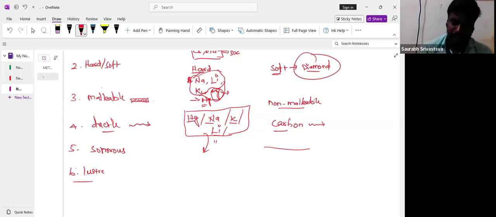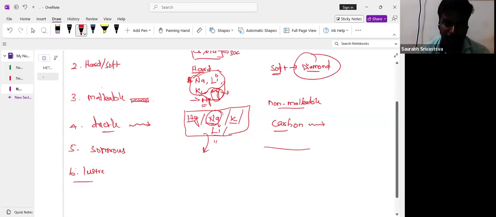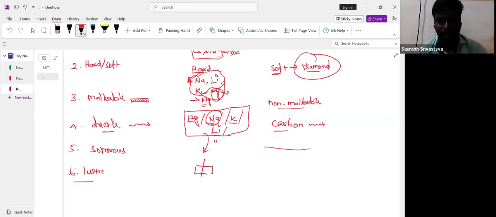And next, luster nature. All metals will show the luster nature. Even potassium and sodium will show the luster nature in the beginning. If you cut sodium, for a few seconds, few minutes, it will show the luster nature. After that it becomes dull. The reason: sodium is a highly reactive metal, so it reacts with oxygen and becomes dull. That means sodium oxide forms, and because of that it becomes dull.